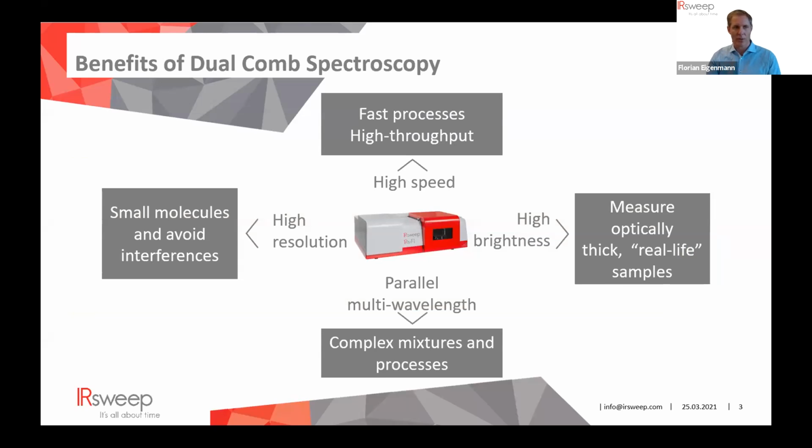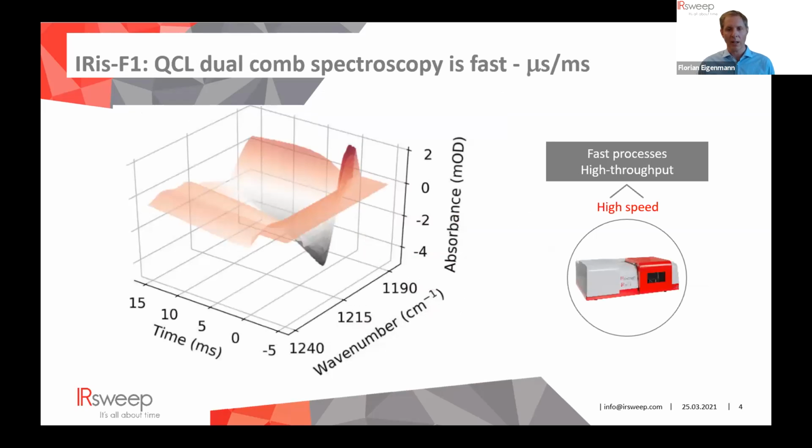Quick update on the main benefits of dual comb spectroscopy. The main benefits are speed, brightness, broadness, and especially, compared to single laser spectroscopy, the ability to analyze complex mixtures, to determine, for example, secondary structures in the amide I region. And then last but not least, high resolution. Some data I want to present here.